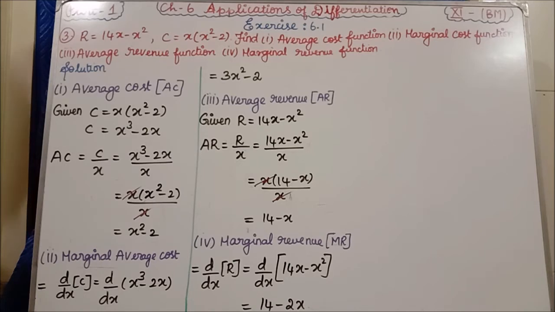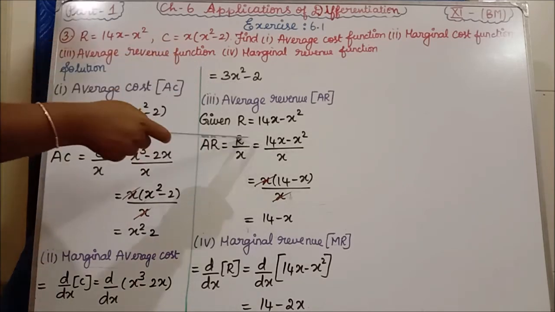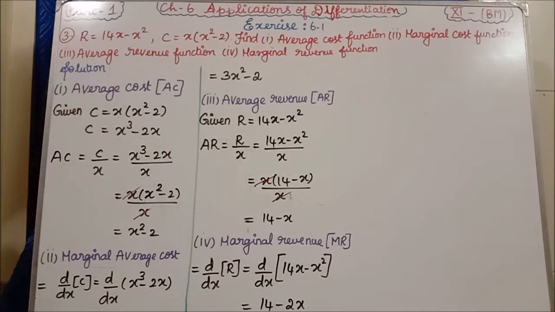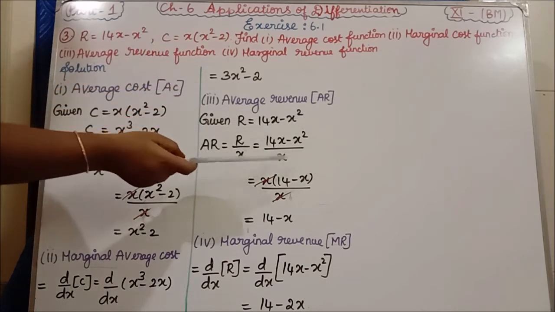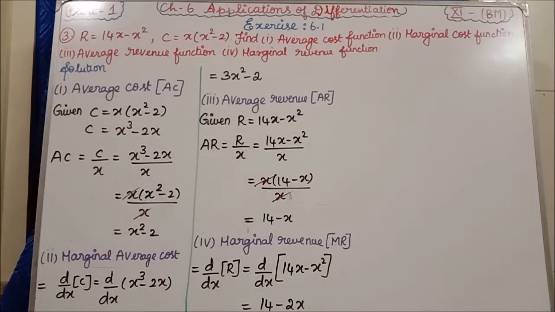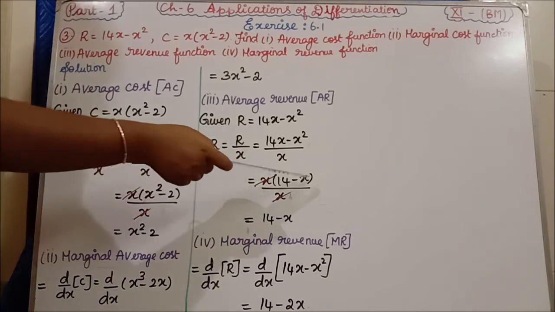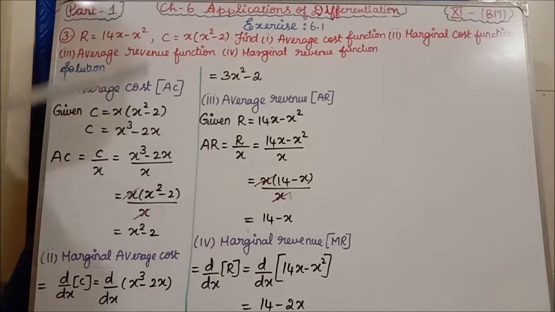Average is given. What do we have to do? Average means you have to divide with x. What do we have to divide with x? Revenue you have to divide with x. Revenue they have given is 14x minus x square. So this you are going to divide with x. I think you don't need this step. Anyhow you write this; for further problems we will skip this step.